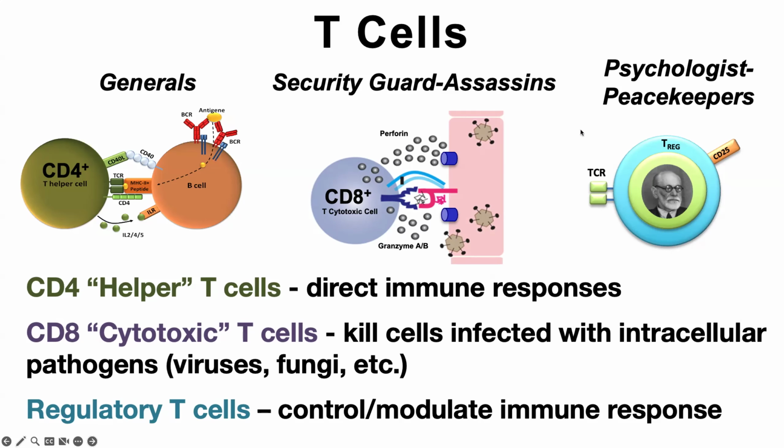The assassin security guard T cells are CD8 cytotoxic T cells. And you can imagine that if one of the cells in your body becomes infected with a virus, viruses are, of course, just parasites, essentially. They take over the machinery of your cells, then use that machinery to make more of themselves. And they start to push out pieces of those viruses that will bud off from these cells. And that's how they make more of themselves.